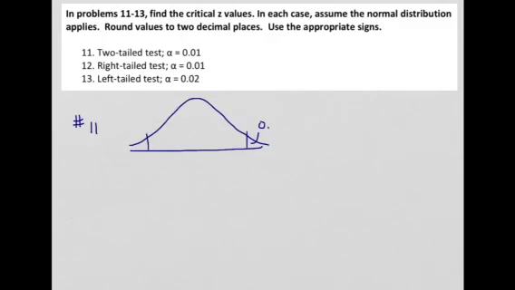So this tail is 0.005, and this tail is 0.005. I get that by taking the 0.01 and dividing by 2. So now, because it's a two-tailed test again, we're going to need one positive answer and one negative answer.